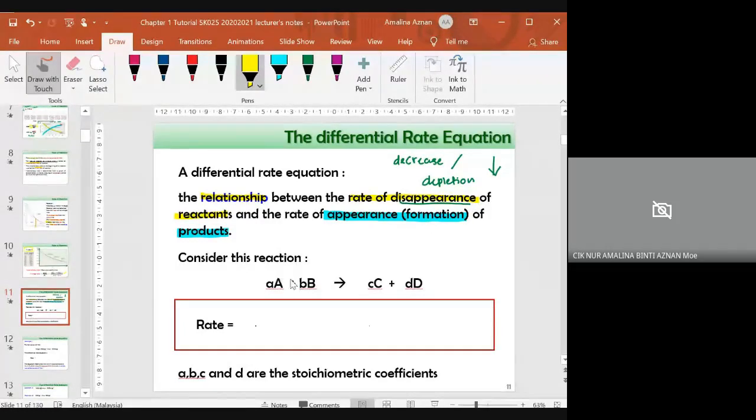Okay, so let's say you have this reaction. You have reaction A reacting with B, and you get product. So this is the reactant, and this is your product. To write the differential rate equation, first thing first, you have to write the word rate first. Rate is equal to. Okay, this is compulsory. If you do not write the word rate, your answer is wrong, because you wrote the equation directly. So how do we write it? You see these small letters a, b, c, d. These represent the stoichiometry. It depends on what the number is. It could be 1, 2, 3 and so on, all integers.